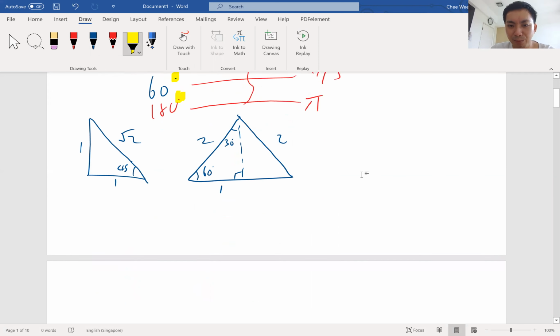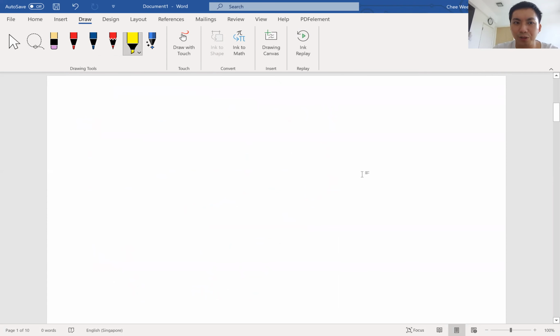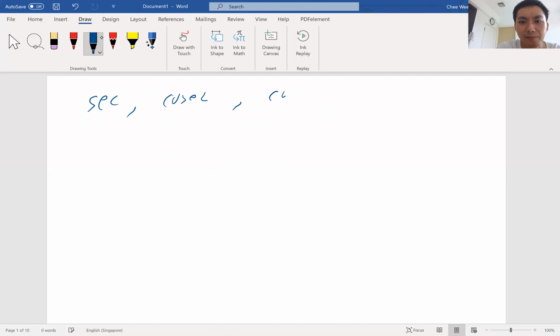Following this, we move on to 3 new trig ratios, namely secant, cosecant, and cotangent. So these are the short forms. Secant is known as 1 over cosine. Cosecant is 1 over sine. So please don't mix up these two, secant and cosecant. It's the most common mistake.